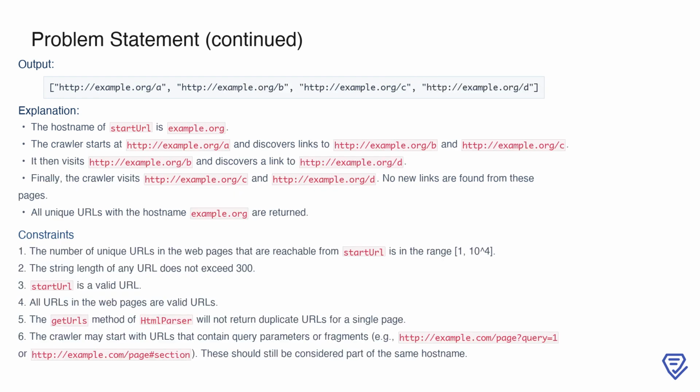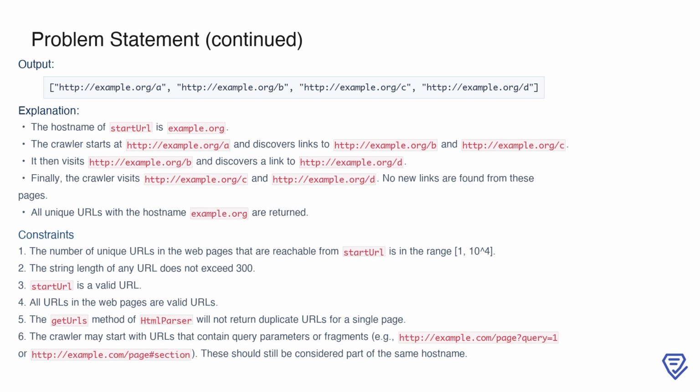Now, let's consider a second example. If the start URL is http://example.org/a and the HTML parser.getURLs method for the page returns links to http://example.org/b and http://example.org/c, the crawler would follow those links. When it visits http://example.org/b, it discovers a link to http://example.org/d. Visiting http://example.org/c and http://example.org/d reveals no new links.